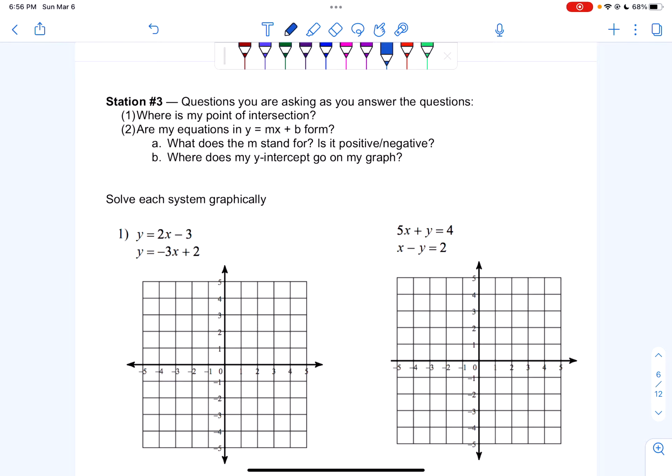Follow-up video for station number 3. Questions you are asking are, where is my point of intersection? Are my equations in y equals mx plus b form? What does the m stand for? Is it positive or negative? And where does my y-intercept go on my graph?